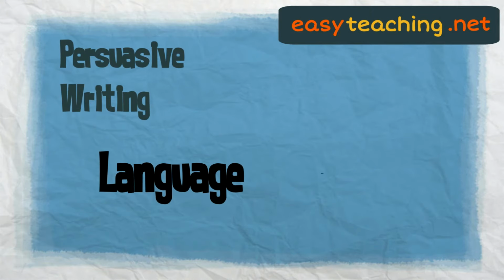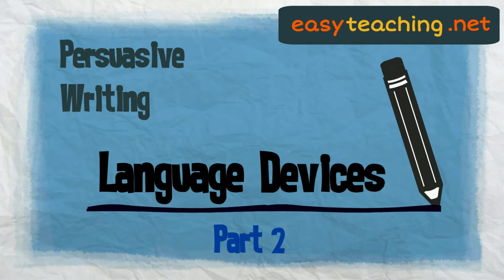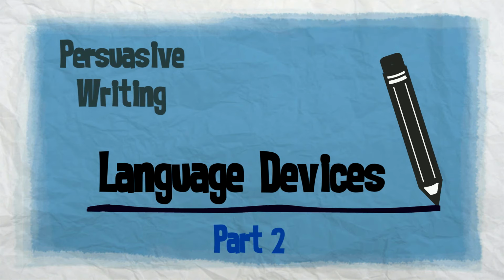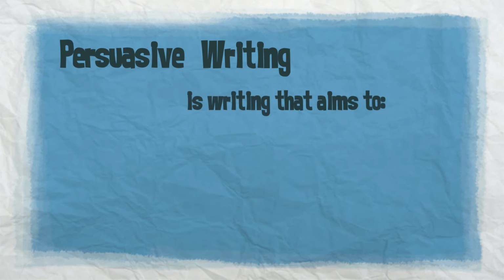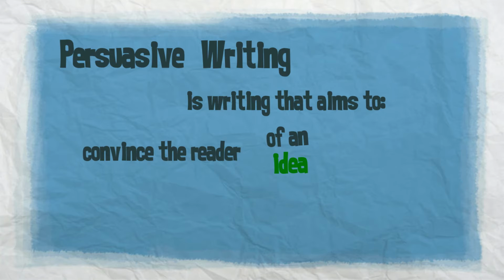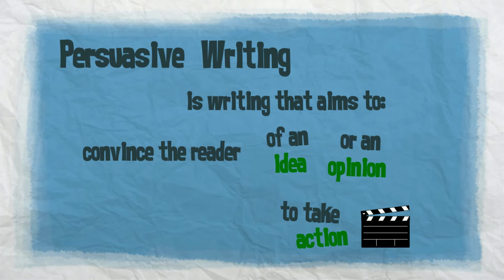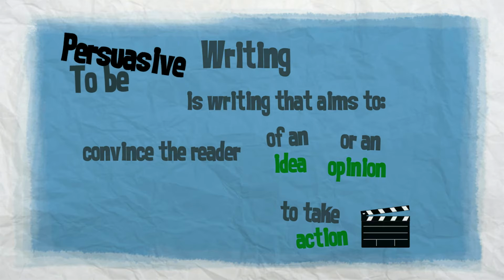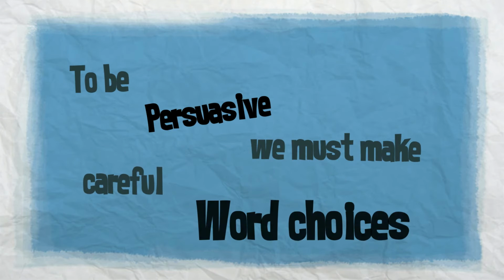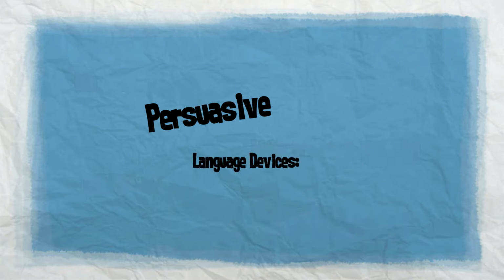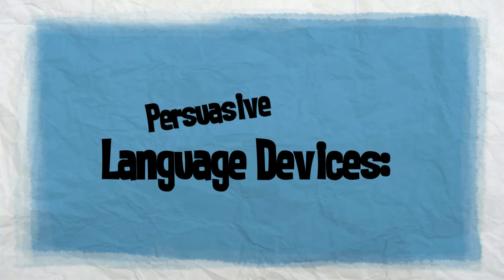Persuasive Writing Language Devices, Part 2. Persuasive writing is writing that aims to convince the reader of an idea or an opinion, and often to take action. To be persuasive, we must make careful word choices. There are a number of language devices which allow us to be more persuasive.